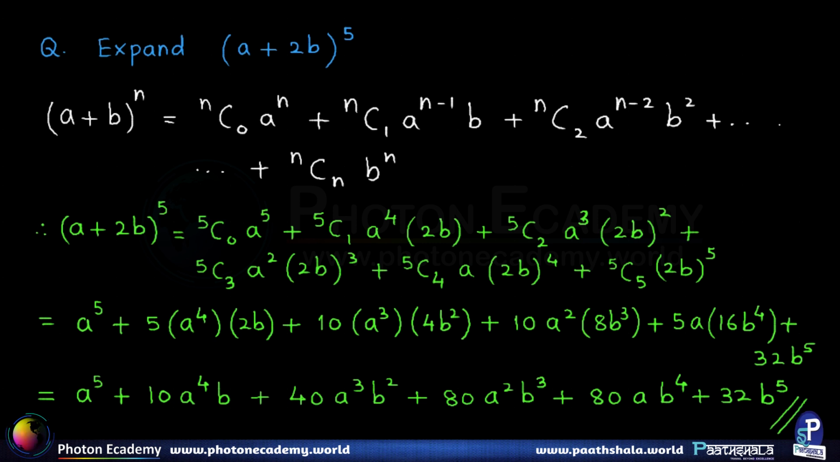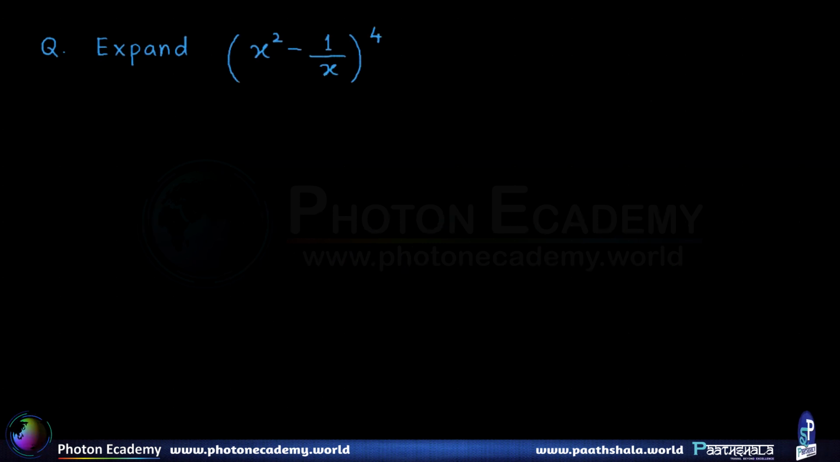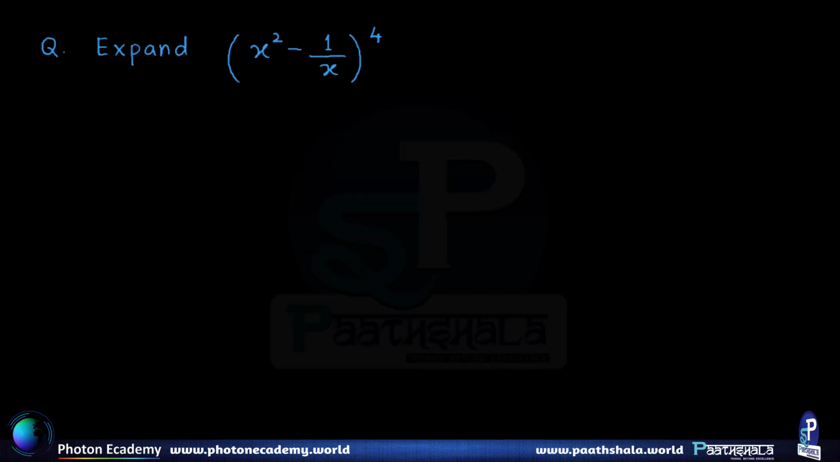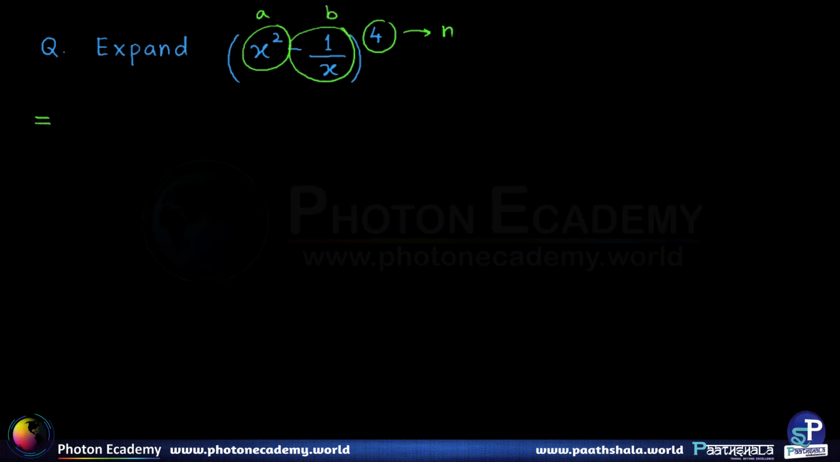Right. Let's solve one more problem with a different binomial. Now here we have the second term as negative. We have to expand (x square minus 1 upon x) whole raised to 4. Right. Now here our n is equal to 4. The first term a is equivalent to x square, and the second term we'll have to take as minus 1 upon x. Now since the second term is negative, we know in advance that the binomial expansion will have alternate positive and negative terms. Right?